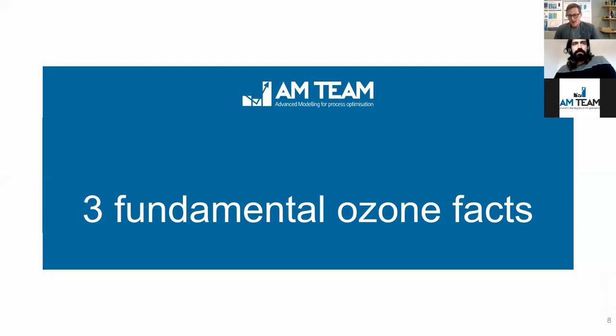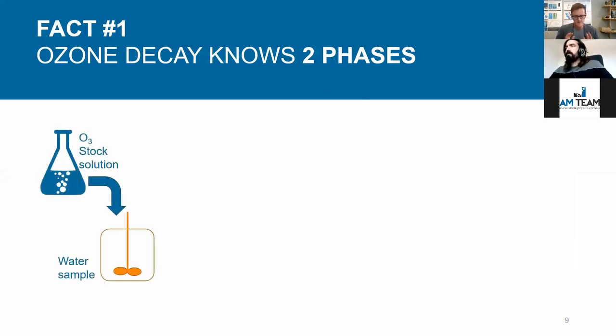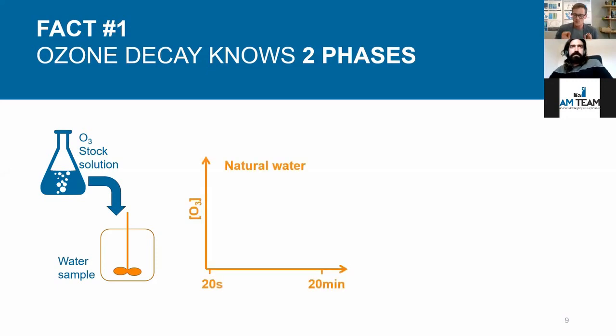Before we dive into the core of the simulation tool and the model, we will start talking about some fundamentals that are really essential for you to understand, in order to understand also the content we will be presenting. So let's start with 3 fundamental ozone facts. The first fundamental ozonation fact is ozone decay knows 2 phases. So if you just have a very simple lab experiment, you have an ozone stock solution, and you add some ozone solution to a beaker with natural or real effluent, natural water, effluent, well, typically you see things happening.